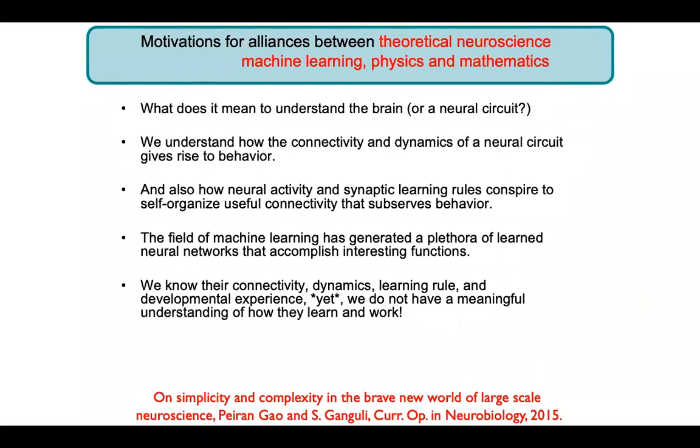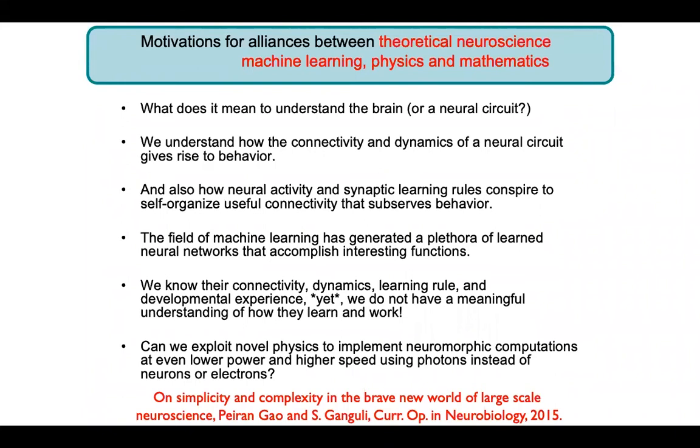And also, can we even go beyond current biological and artificial circuits and exploit novel physics to implement neuromorphic computations with lower power and higher speed? That's something we've started working on recently. So I think there are profound scientific questions involving how we understand how nonlinear distributed neural circuits compute, even when we do have all the data.